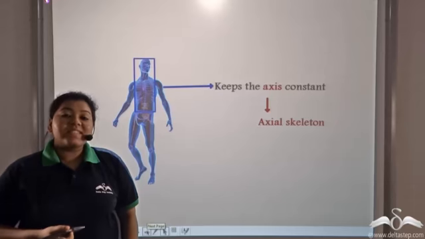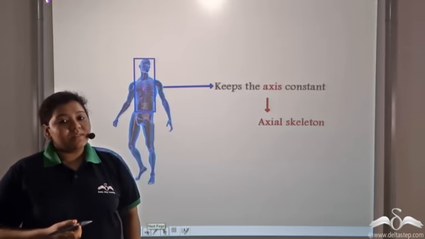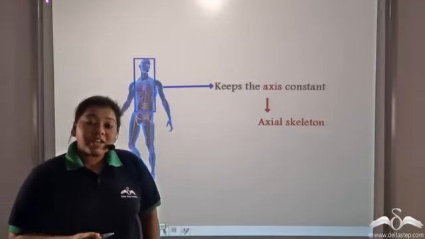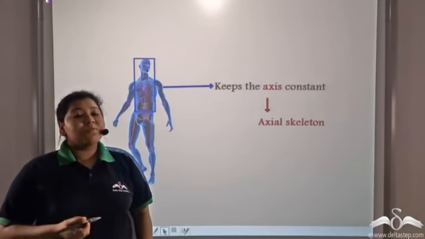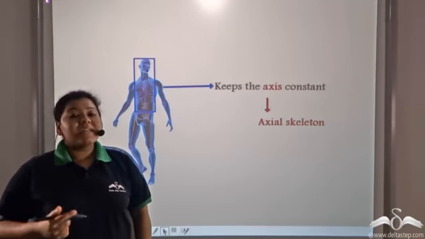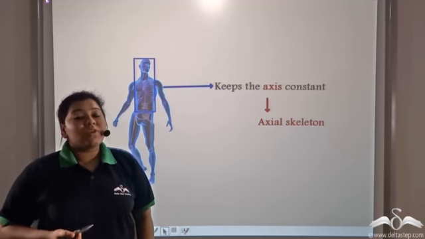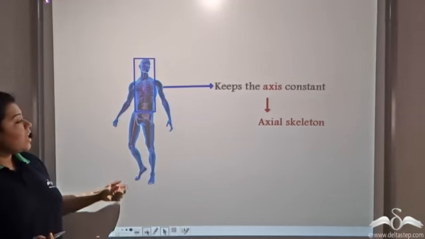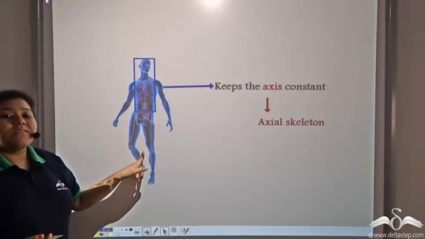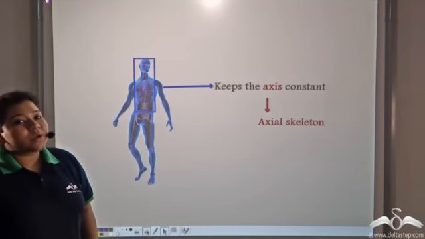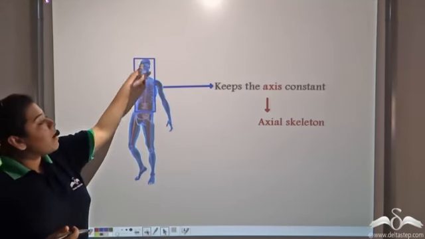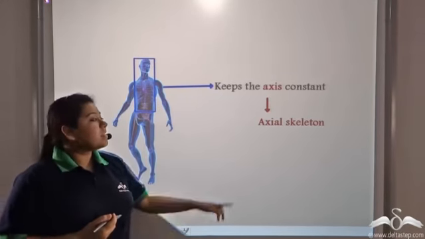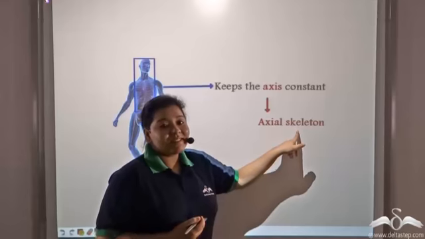Now, even if the skull, or the bones that make up the body's axis, are partially movable, these bones cannot cause movement outside the body's axis, unlike the hands and the legs, which can move outside the body's axis. So this part of the skeleton that forms the body's axis is known as the axial skeleton.